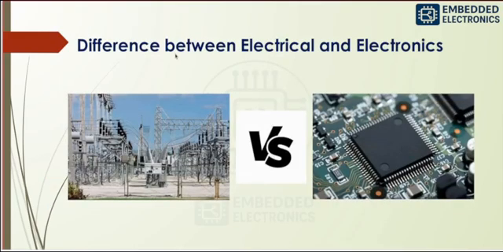The difference between electrical and electronics is very easy. By seeing this figure only, you will get to know what the differences are. So this is large, bulky, heavy, but this is smart, compact and lightweight, right? So here we are using high voltage, high current, high power, but here we are using low voltage, low current, low power.